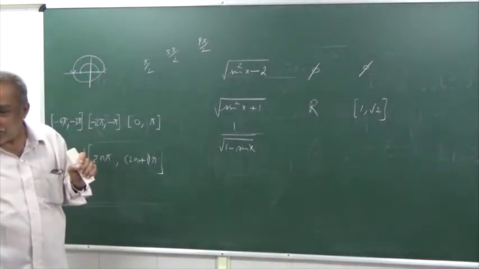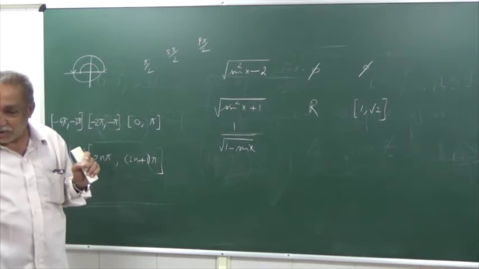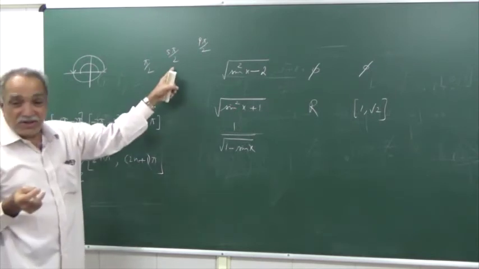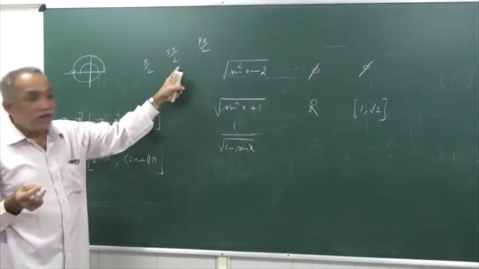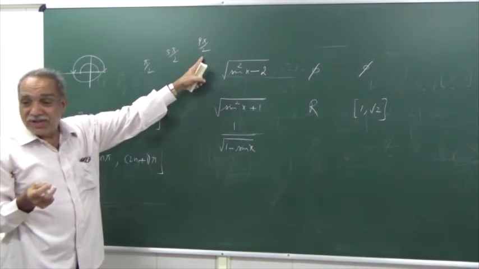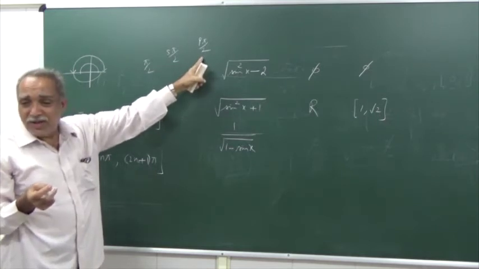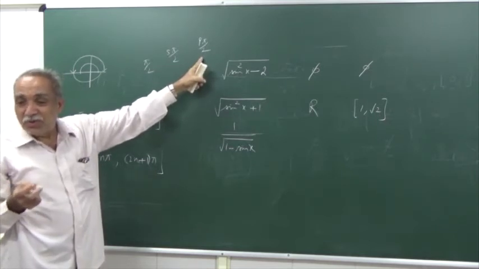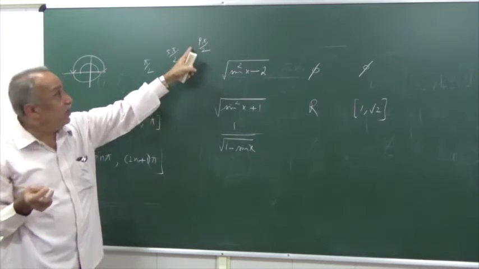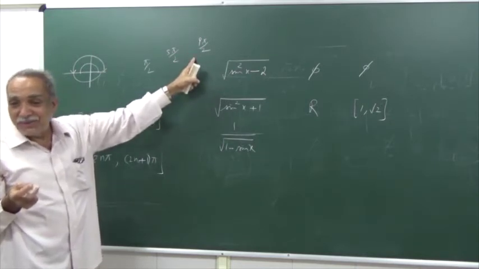2n plus 1 pi by 2. 2n plus 3 pi by 2. For n equal to 1, it is this. For n equal to 3, it will be this. In between there is one missing value, n equal to 2. For n equal to 2, what is 2n plus 3 pi by 2? Is it a point belonging to this set? No.